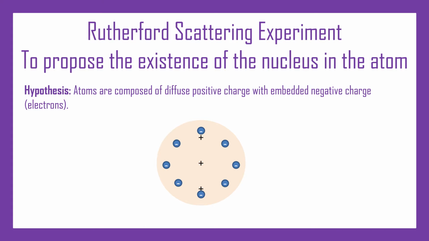So let's start with the hypothesis to understand the structure of the atom. Let's say the hypothesis states that atoms are composed of diffuse positive charges with embedded negative charges, that is electrons. Like you can see in this diagram, this sphere is an atom, and this atom is composed of positive charges all around, and you can see the negative charges embedded in it. Now we have to test whether this structure of the atom exists or not.